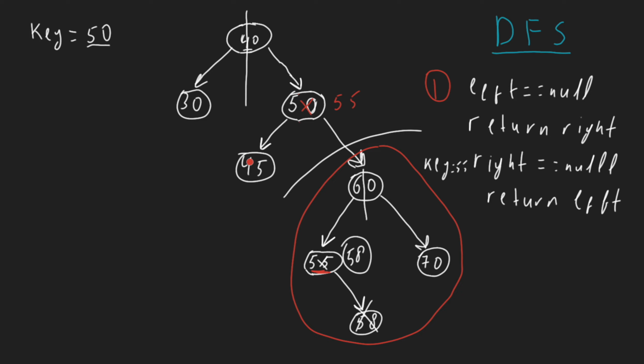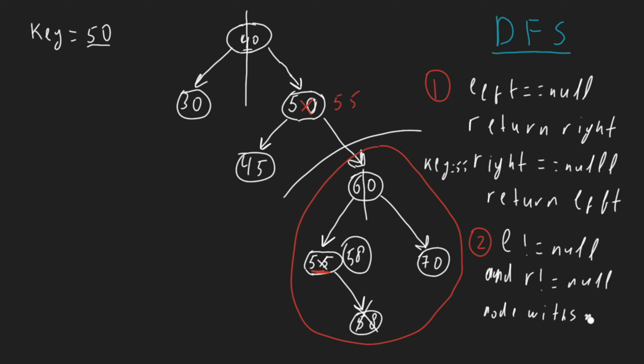So we can put here our second rule. Our second rule is that if our left is not equal to null, and if our right is not equal to null, so what we are doing in this case, we are doing an in-order tree traversal, and we are finding a node with the smallest value.